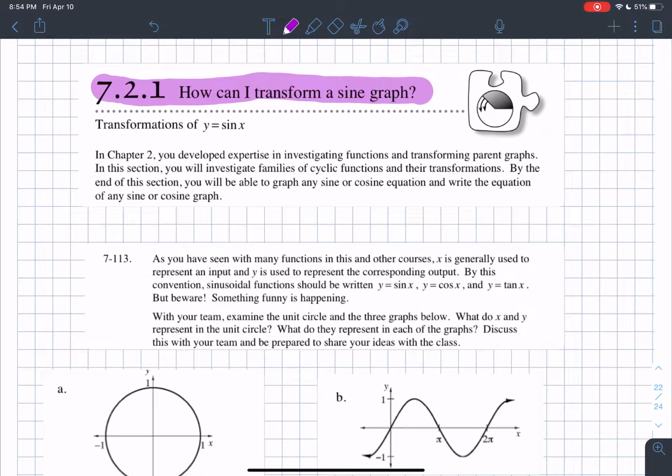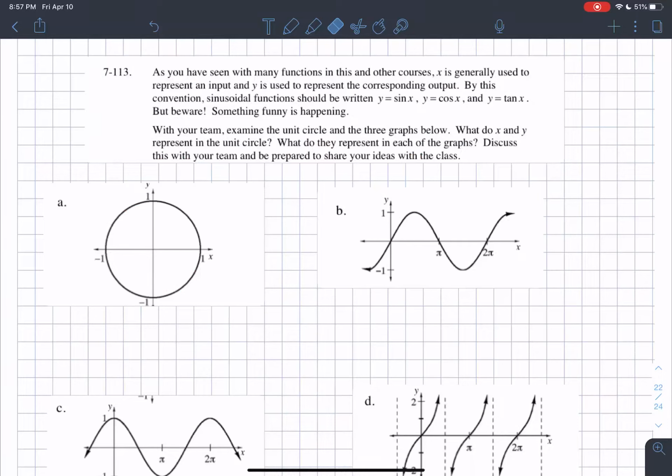Now that you've titled your notes, go ahead and read the introduction, Transformations of y equals sine x, starting with in chapter 2. Go ahead and pause the video to read the introduction. Now that you've read the introduction, go ahead and read problem 7-113 and start thinking about what it's asking you to do. Go ahead and pause the video to read problem 7-113.